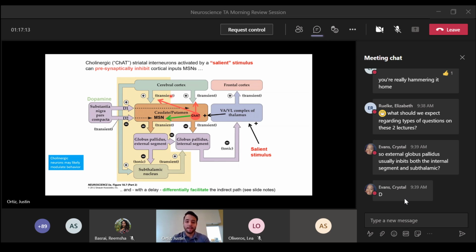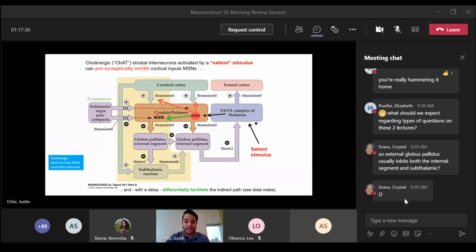So it's going to inhibit that, but it's also going to activate the D2 MSNs because the acetylcholine activates a muscarinic 1 receptor that's only found on D2 MSNs. It is not found on D1. So the acetylcholine will not be able to activate D1. So acetylcholine activates D2, and then we go down that indirect pathway.